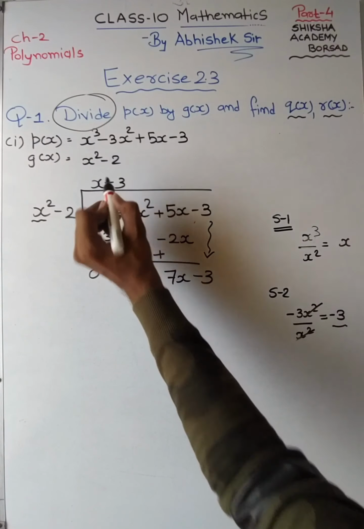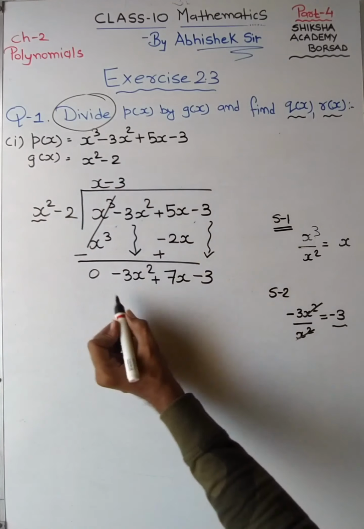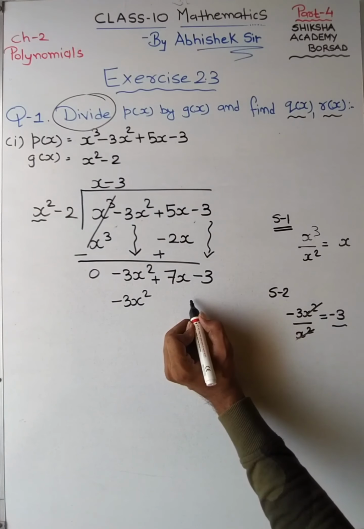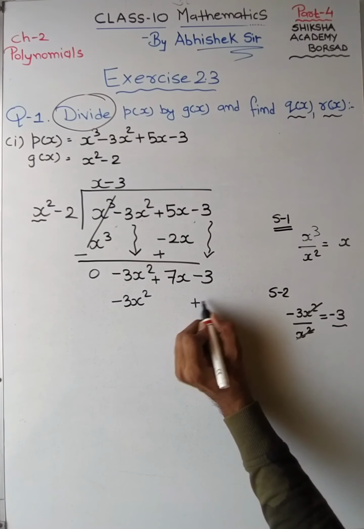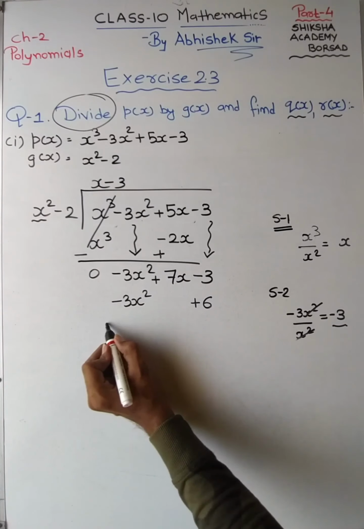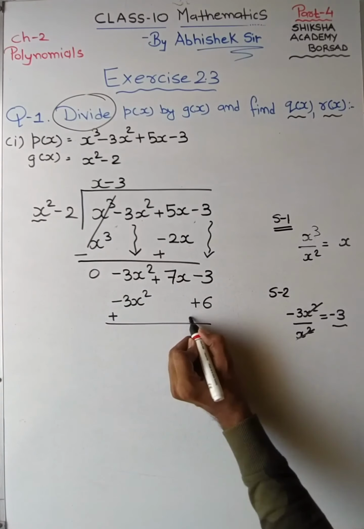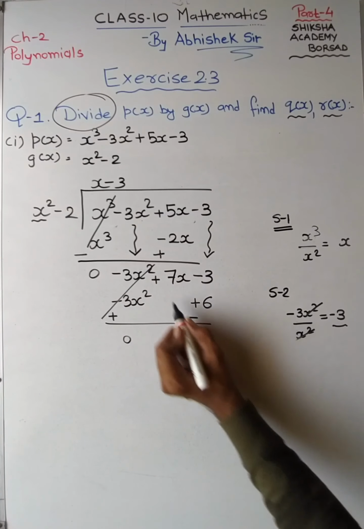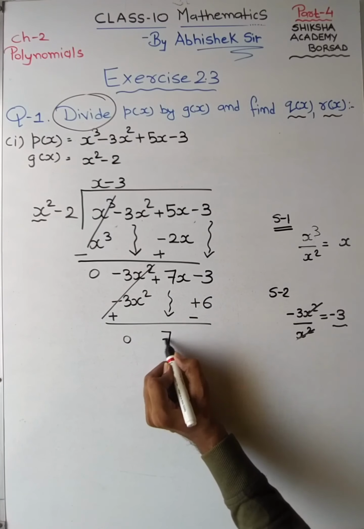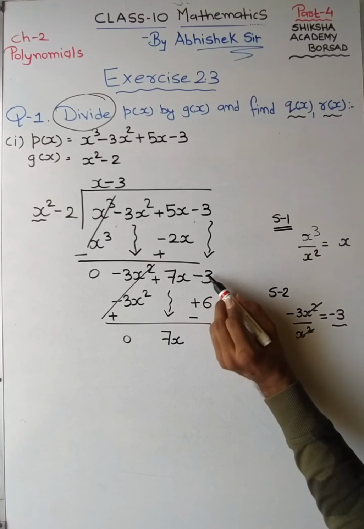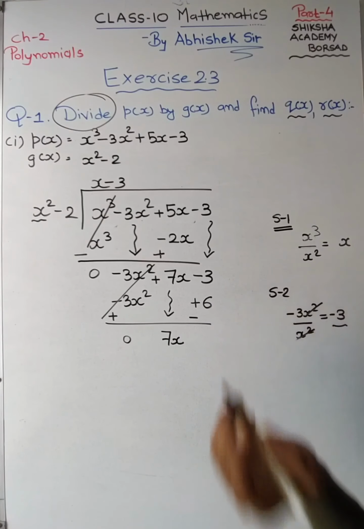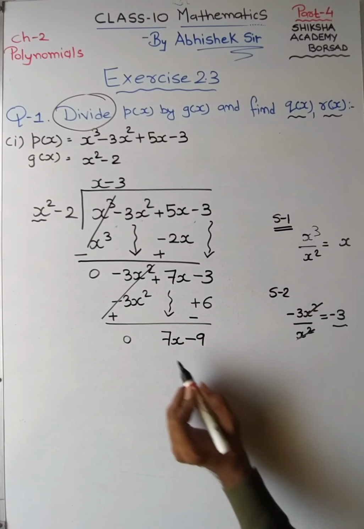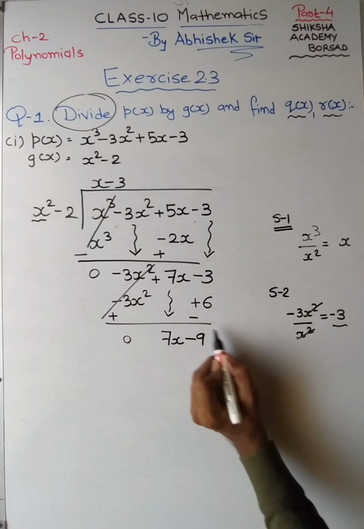So put minus 3 over here. Multiply x square into minus 3 is minus 3x square, minus 2 into minus 3, that is plus 6. So we'll write that over here. Leave the space, sign change, minus 3x square plus 3x square is 0. This term is unutilized, write down 7x, minus 3 minus 6. What will be the answer? Minus 9. Okay, now you see we have remainder 7x minus 9.